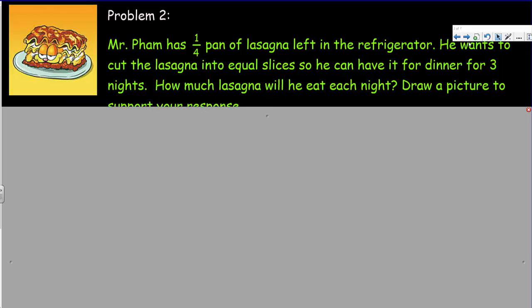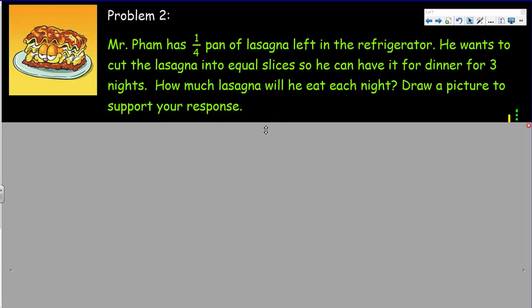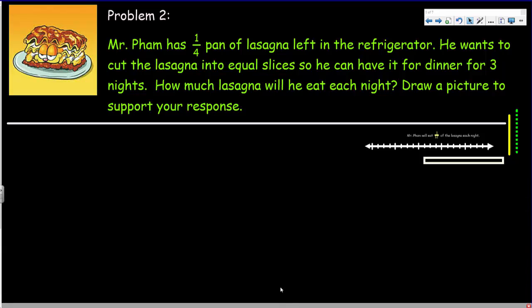Love it. All right. It says Mr. Pham has 1/4 pan of lasagna left in the refrigerator. He wants to cut the lasagna into equal slices so he can have it for dinner for 3 nights. How much lasagna will he eat each night? Draw a picture to support your response. And of course, all of these questions, important about drawing the picture. I'll bring down, so here's my little board here.